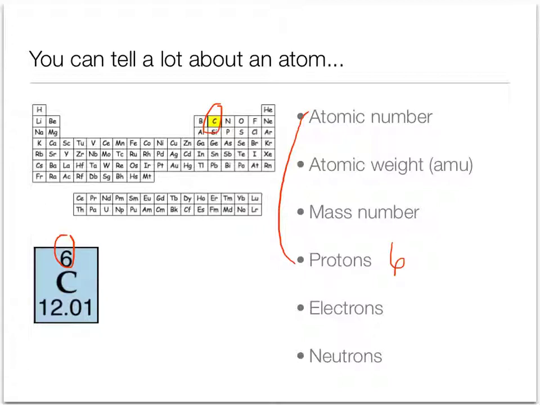Assuming that the atom is uncharged, the number of electrons orbiting its nucleus should be equal to the number of protons in its nucleus. This really makes sense if you think about it. 6 positive charges in the nucleus have to be balanced by 6 negative charges, which come from the electrons.